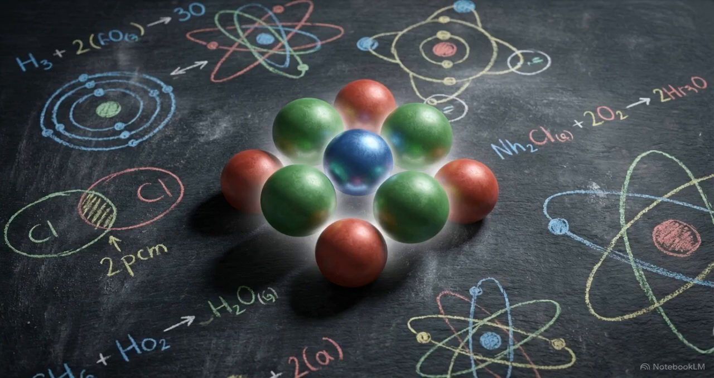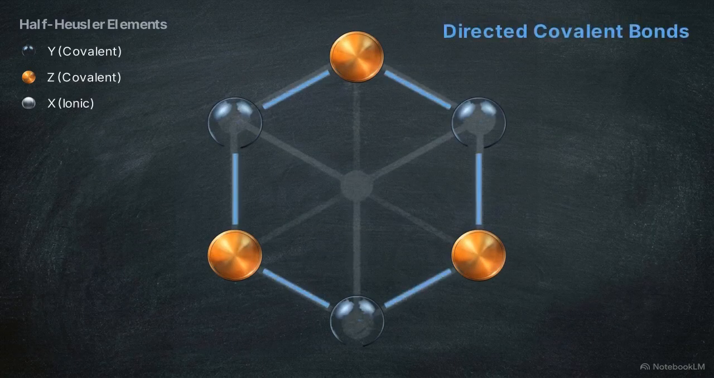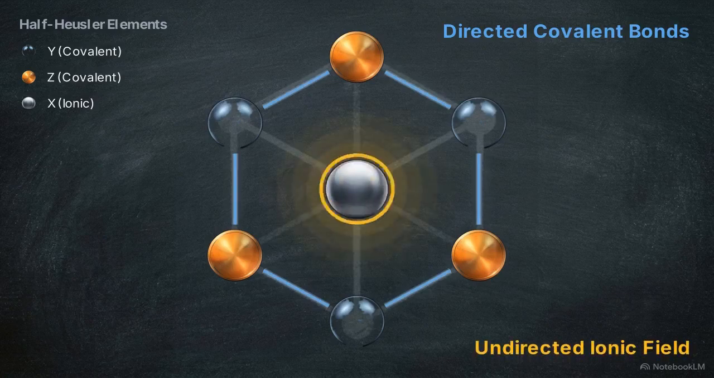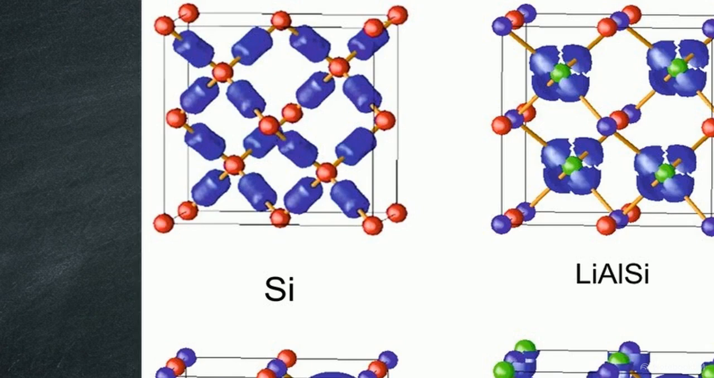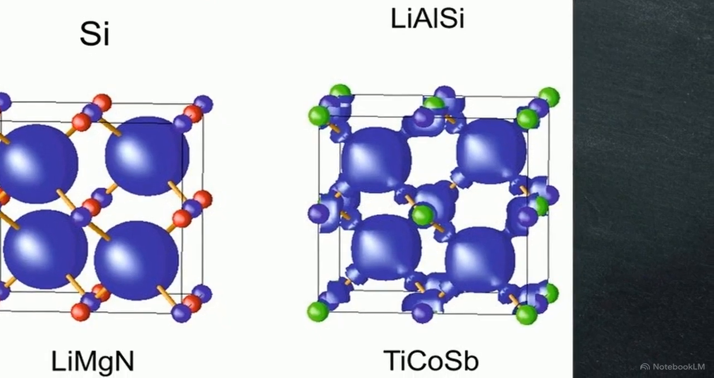By filling these specific tetrahedral voids, the geometry creates a dual-nature bonding environment. Directed covalent interactions between the zinc blende elements operate alongside undirected ionic interactions with the third element. These charge density distributions prove the dual bond nature. On the top left, pure silicon displays uniform, directed covalent bonds. On the bottom right, the titanium-cobalt-antimony half-Heusler shows modified covalent bonds. High electron density forms bridges between cobalt and antimony, while titanium remains isolated, interacting through ionic forces.